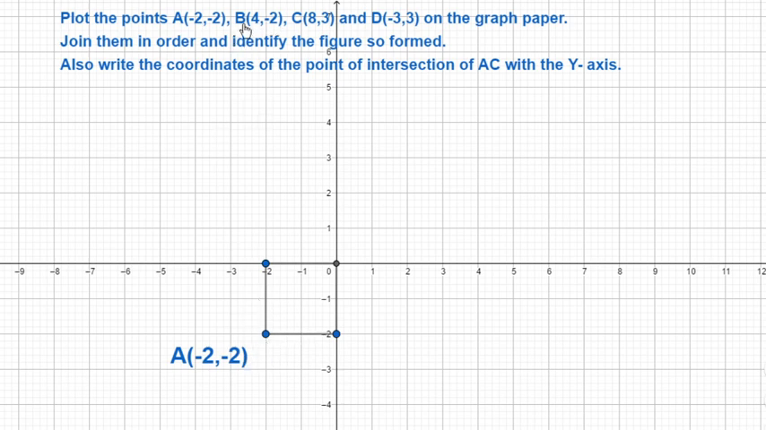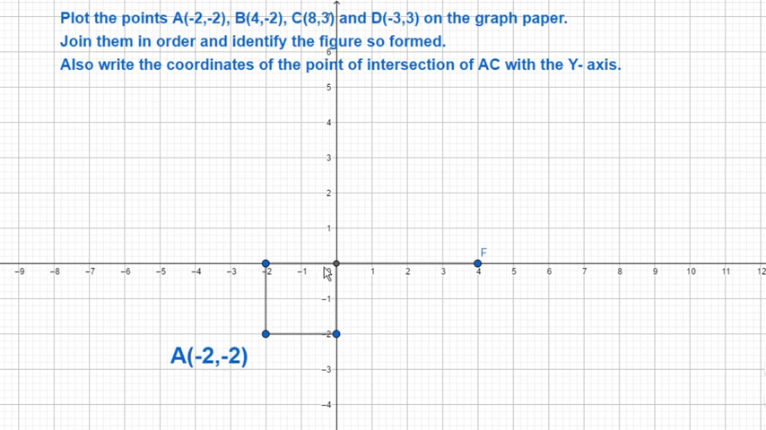Now we will move towards our next point, that is B. So what are the coordinates? The x coordinate is 4 and the y coordinate is minus 2. So we will move towards point 4. Where is point 4? See, from the origin it is here. We will mark it here, 4.